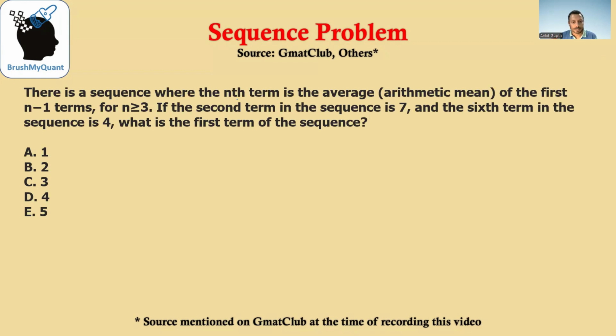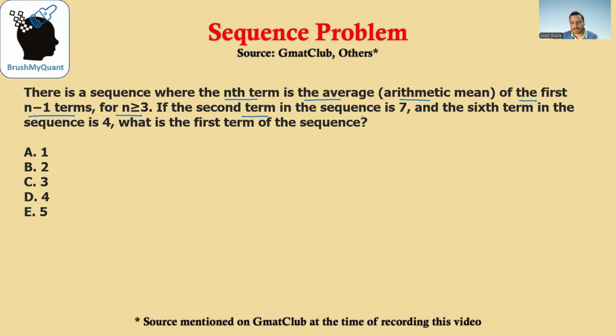There's a sequence where the nth term is the average, or the arithmetic mean, of the first n minus 1 terms for n greater than or equal to 3. That means the nth term of any sequence is equal to the average of all the previous terms, so all the previous n minus 1 terms.